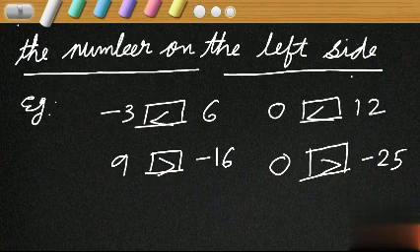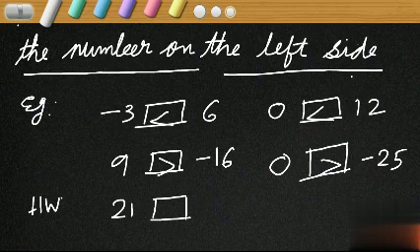Is it clear? Try to do the homework. 21 dash -3. This is homework. Another one.